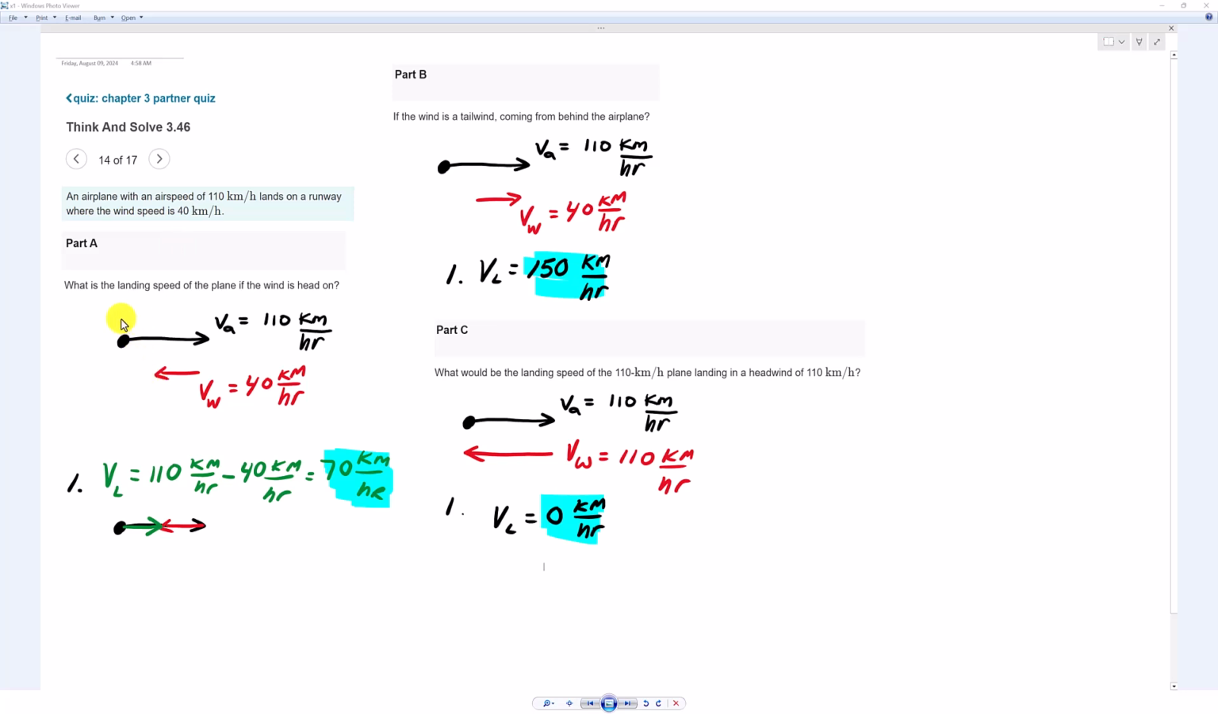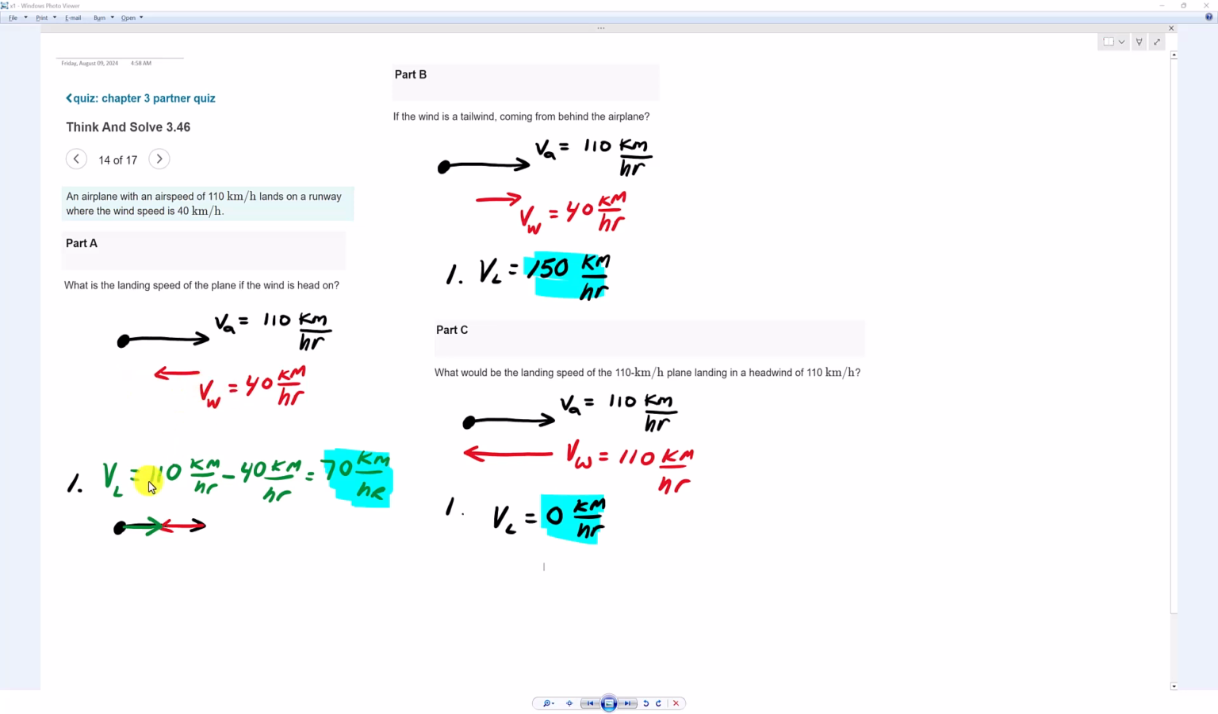So here's what I have for part A. What is the landing speed of the plane if the wind is head on? This black dot represents the airplane, and this arrow represents the airplane's velocity vector, which is 110 kilometers per hour. It's flying into a headwind of 40 kilometers per hour, which is another velocity vector going in the opposite direction. That's what it means to be a headwind.